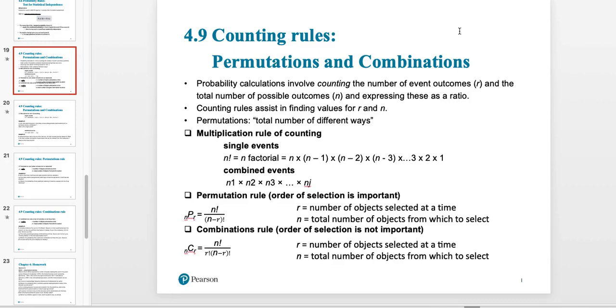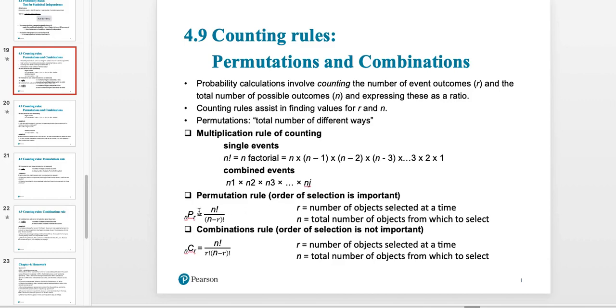So these counting rules just assist in finding the value of r and n. And permutation, in other words, is just the total number of different ways in which something can happen. We will see it more as we look at the example. So we have the multiplication rule of counting for a single event, which is n factorial. By n factorial, it's just n times n minus 1, and so on. You will see it as well during the example just now when I switch to the blackboard.